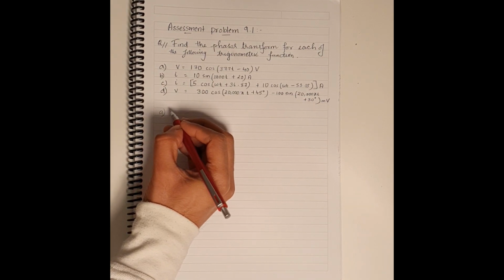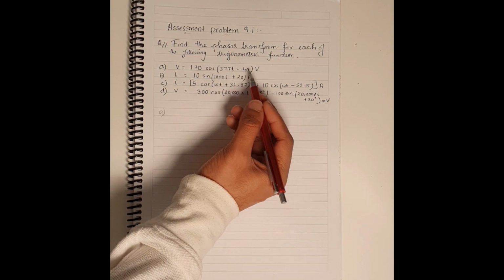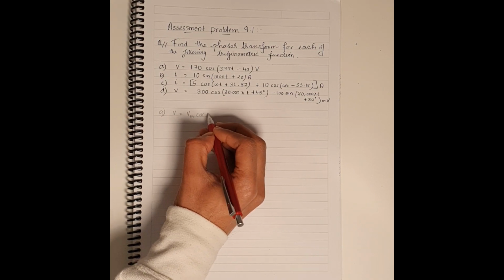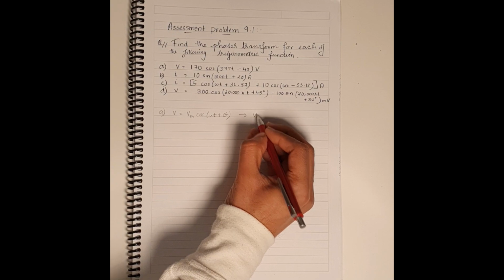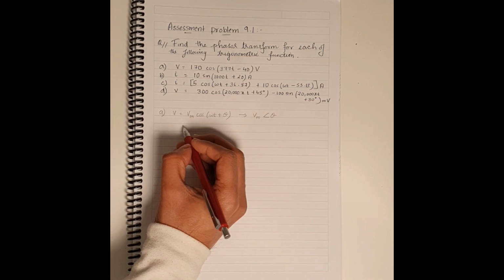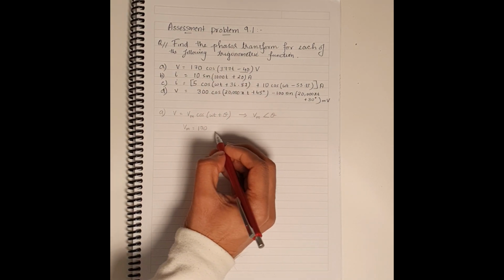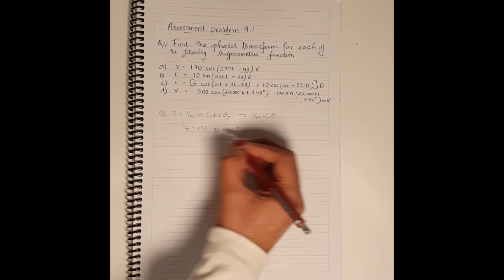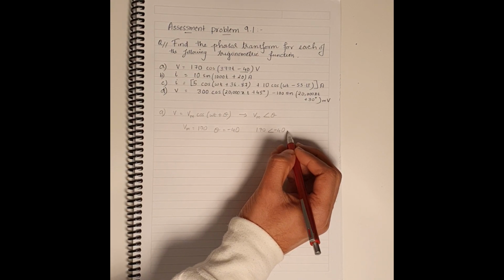Let's start with A. We have a function in the form V equals Vm cos(omega t plus theta). The phasor transform becomes Vm, phasor sign, and then theta. In our case, Vm is equal to 170 and theta is equal to minus 40. So our phasor answer will be 170 phasor minus 40. This was quite simple.